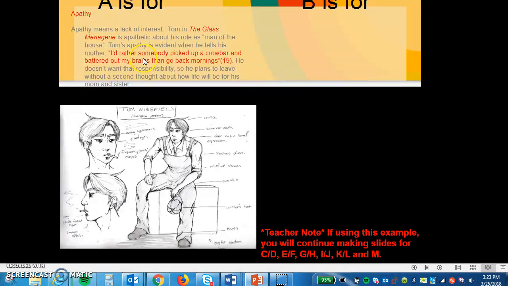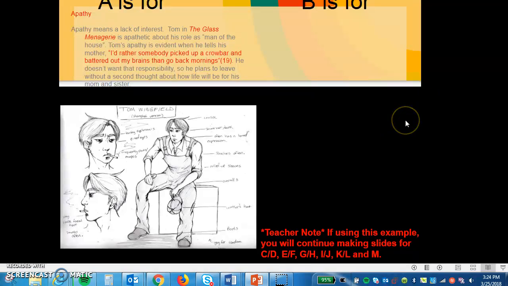So that's a well-developed paragraph. It has your textual evidence, it has your vocabulary word, and it also alludes to a text. You can see down here I've got my image, an artistic drawing of Tom Wingfield, and it analyzes the character, his different facial characteristics, and how he carries himself. If you choose that example, you'll continue making slides. You'll have A, B on this slide, and then you'll do C, D, E, F, G, H, I, J, K, L, and M.